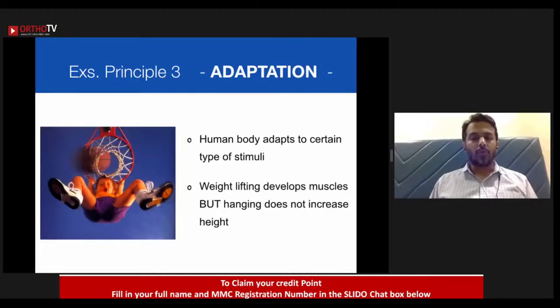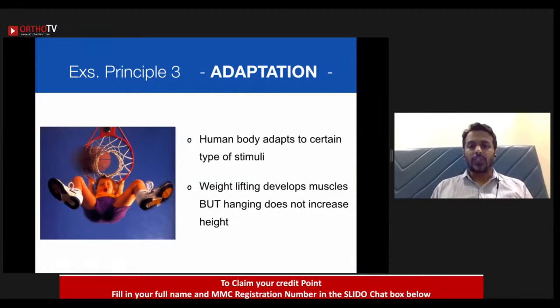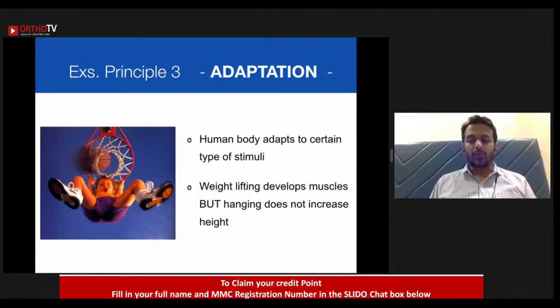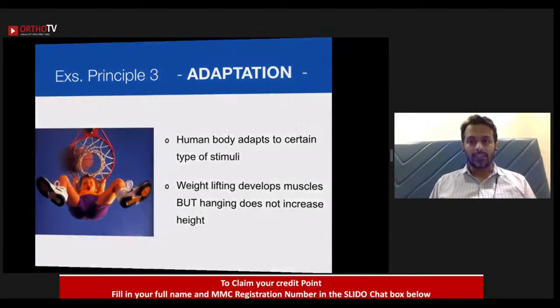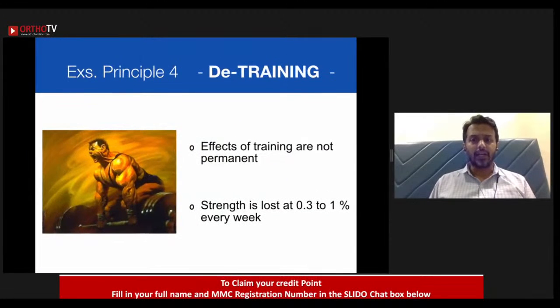Adaptation, so our human body adapts to certain types of stimuli. So weightlifting develops muscle, but hanging does not increase height. So it's important that you adapt to your load and your sport demands. Similarly, detraining, so effects of training are not permanent, and strength is lost at 0.3 to 0.1% every week. So if you stop training, your muscles are going to drop your strength and tone.